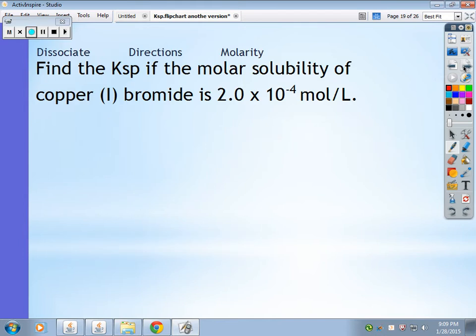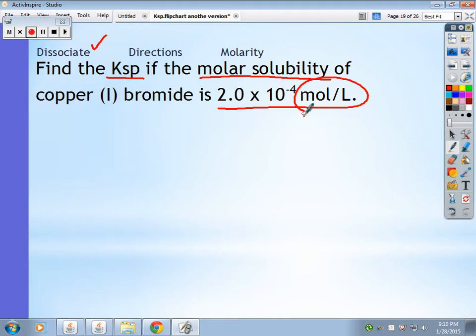Okay? Now, dissociate. That's my first step. And I'm going to read this problem and say, oh look, it's a Ksp problem, so I know I have to do the DDM: dissociate, write the expression, molarity. Now, let's read through this word problem and see what they're talking about. Well, it says find the Ksp, which tells me I'm doing this kind of problem. It tells me the molar solubility. That's fancy talk for molarity. Look at this. Isn't this molarity?